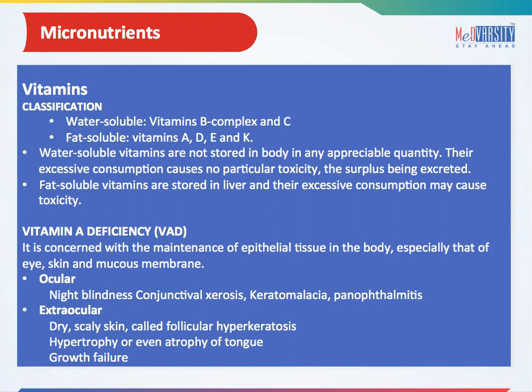Micronutrients. Vitamins. Classification. Water soluble: vitamins B complex and C. Fat soluble: vitamins A, D, E, and K. Water soluble vitamins are not stored in the body in any appreciable quantity. Their excessive consumption causes no particular toxicity, the surplus being excreted. Fat soluble vitamins are stored in the liver and their excessive consumption may cause toxicity.